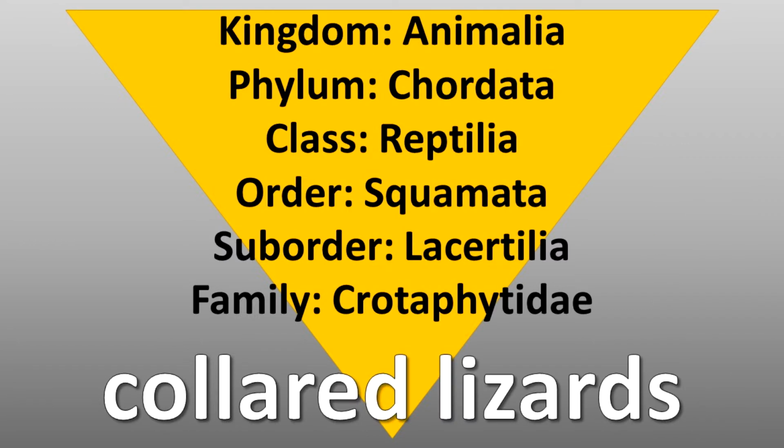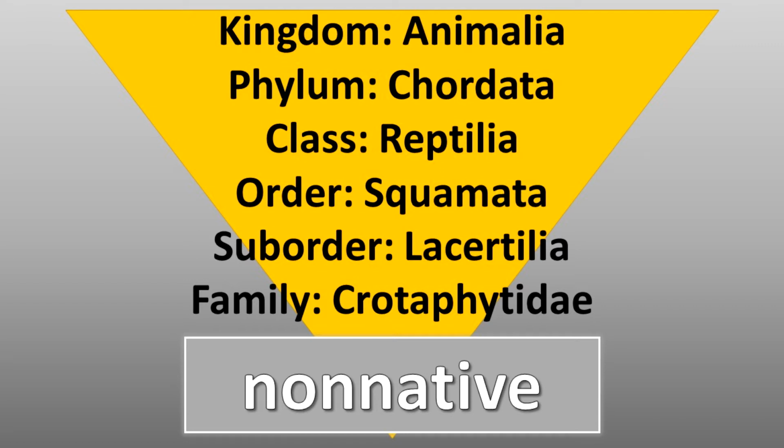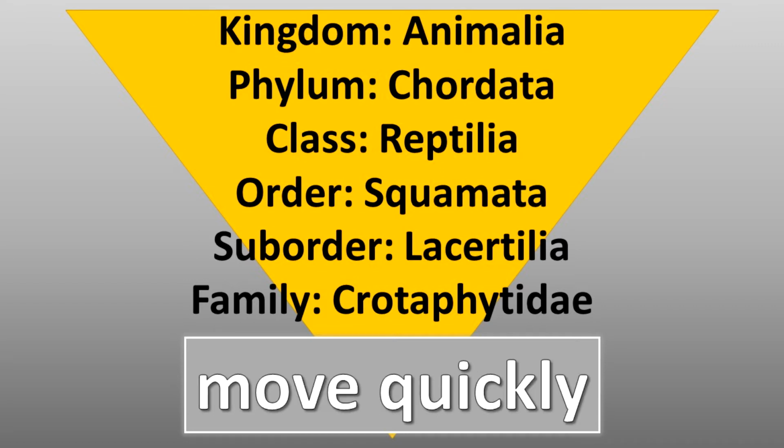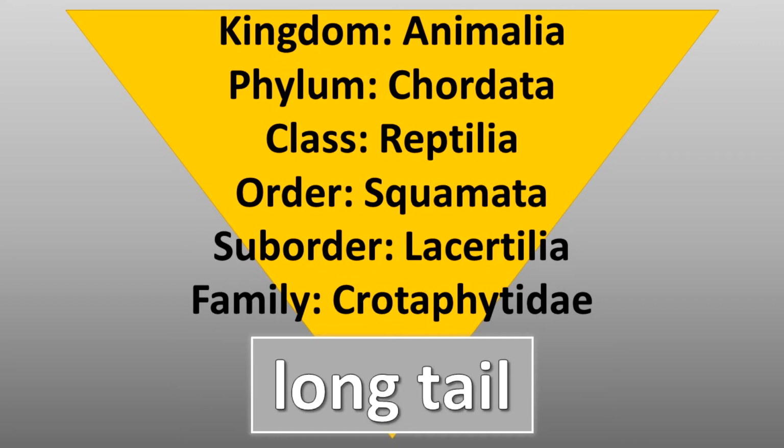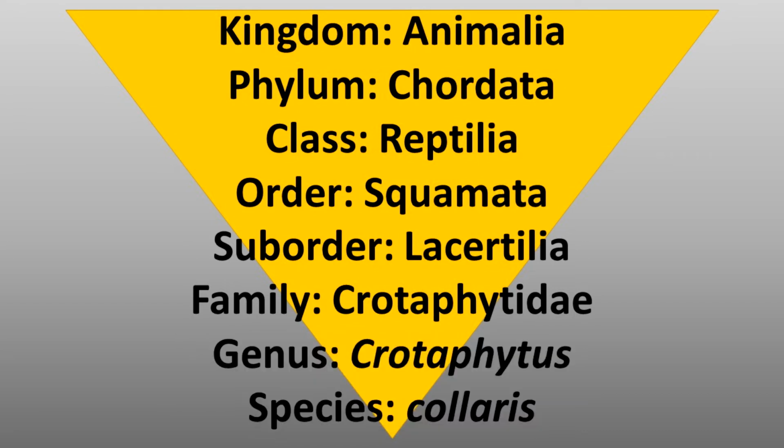The collared lizards are classified in the family Crotaphytidae. They are native to the southwestern United States and northern Mexico. They move very quickly on their long legs, and the tail is long too. Some of them can even run just on their hind legs. The eastern collared lizard is a non-native resident in Illinois.